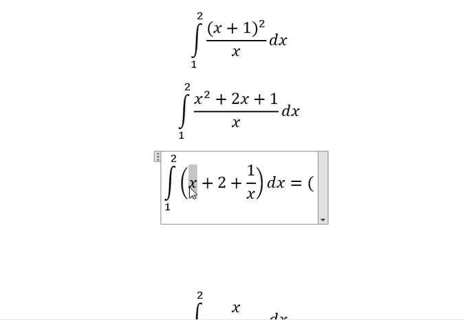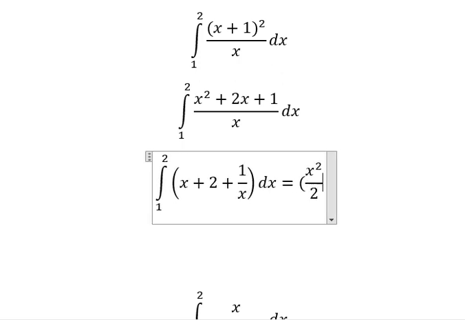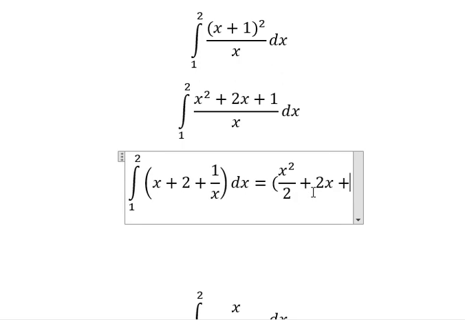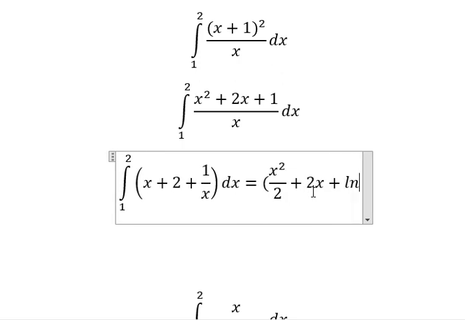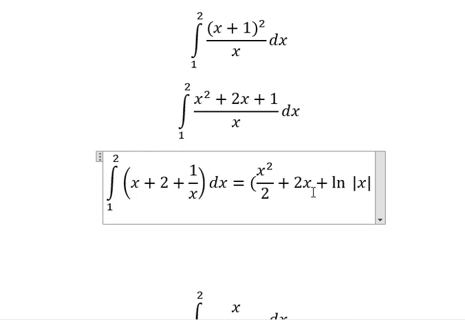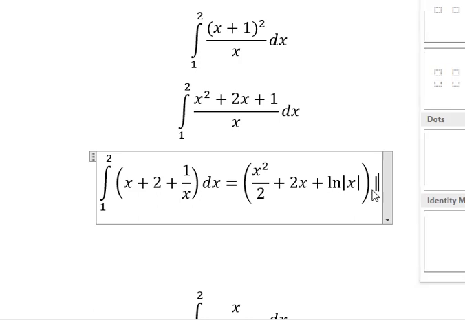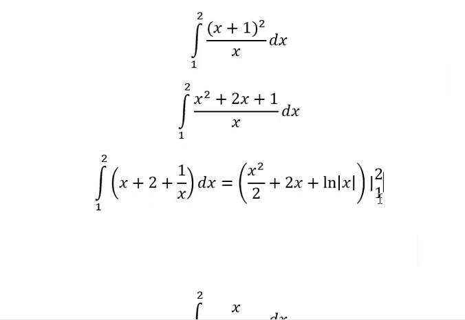The integration of x is x squared over number 2. The next one is 2x. The next one we have ln of the absolute value of x. And then we put the bounds from number 1 to number 2. And now we have the final answer.